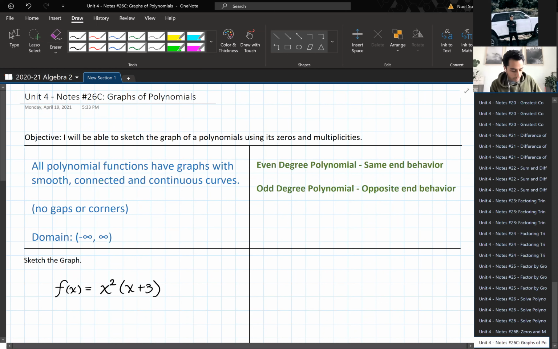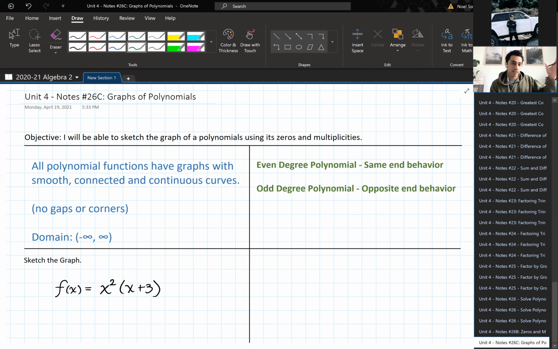All right. And then the domain of all polynomials, what's great about them is that they are from negative infinity to infinity, right? So that means that they continue to the left and to the right forever. Something else to know is that even degree polynomials, for example, a power of 2, even degree, right? What do you know about a polynomial that has an even degree? It's a quadratic, right? Makes a parabola.